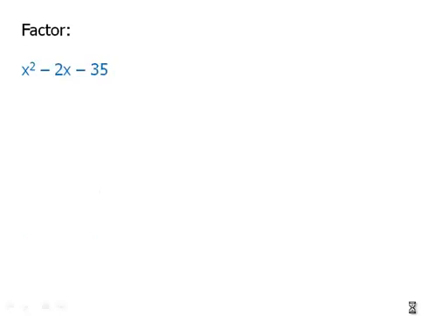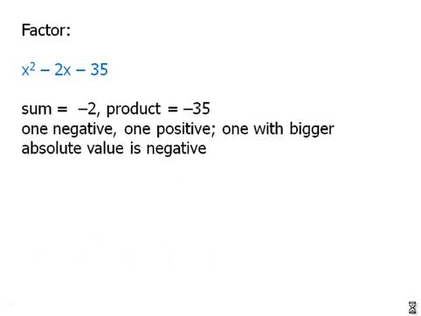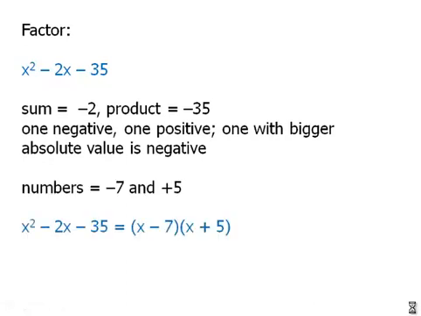Here's another one. Here we need a sum of negative 2 and a product of negative 35. So we know that one is negative and one is positive of the two numbers we're looking for because they have a negative product. And the one with a bigger absolute value is negative. So what can we multiply to get 35, first of all? Well, one obvious choice is 5 times 7. So let's make the one with the bigger absolute value negative. So we'll have positive 5 and negative 7. They multiply to negative 35 and they add to negative 2. So these are the numbers that we need, and we can factor it into x minus 7 and x plus 5.